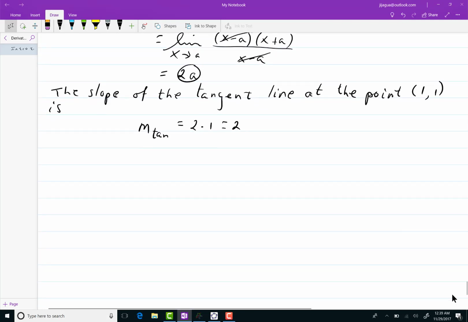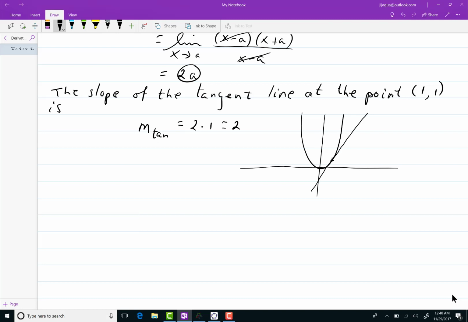Let me just draw a real quick picture of this thing. We're doing y equals x squared, the basic parabola. At 1, let's just try to guesstimate here. It doesn't seem unreasonable that the slope of this tangent line could be 2. Doesn't seem unreasonable at all.